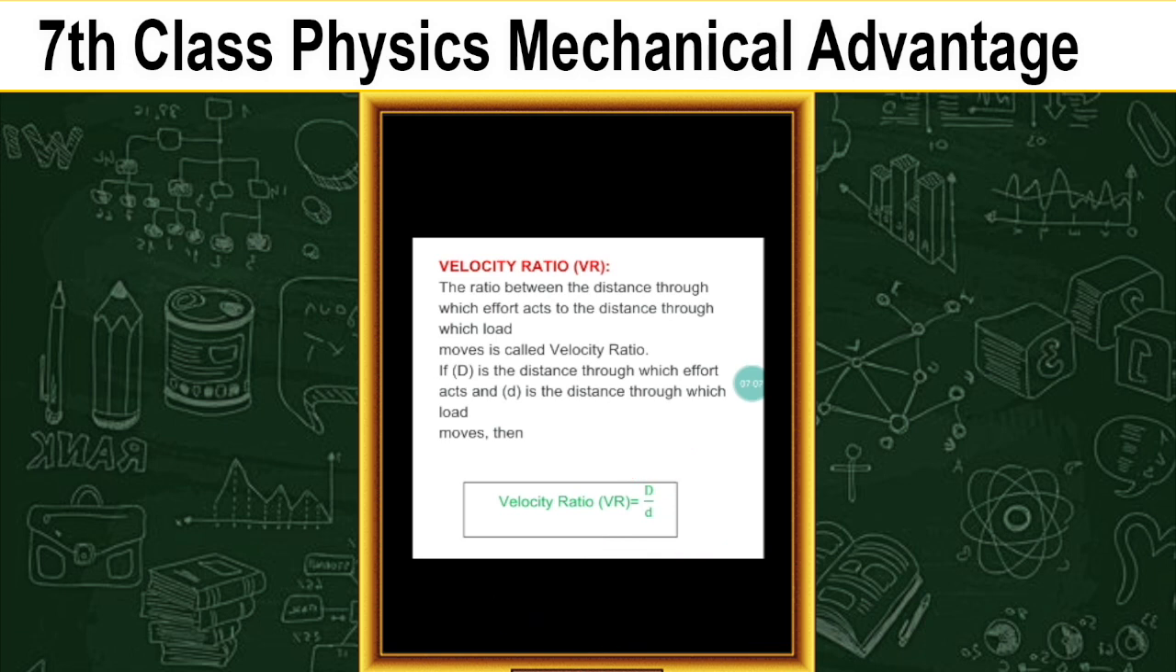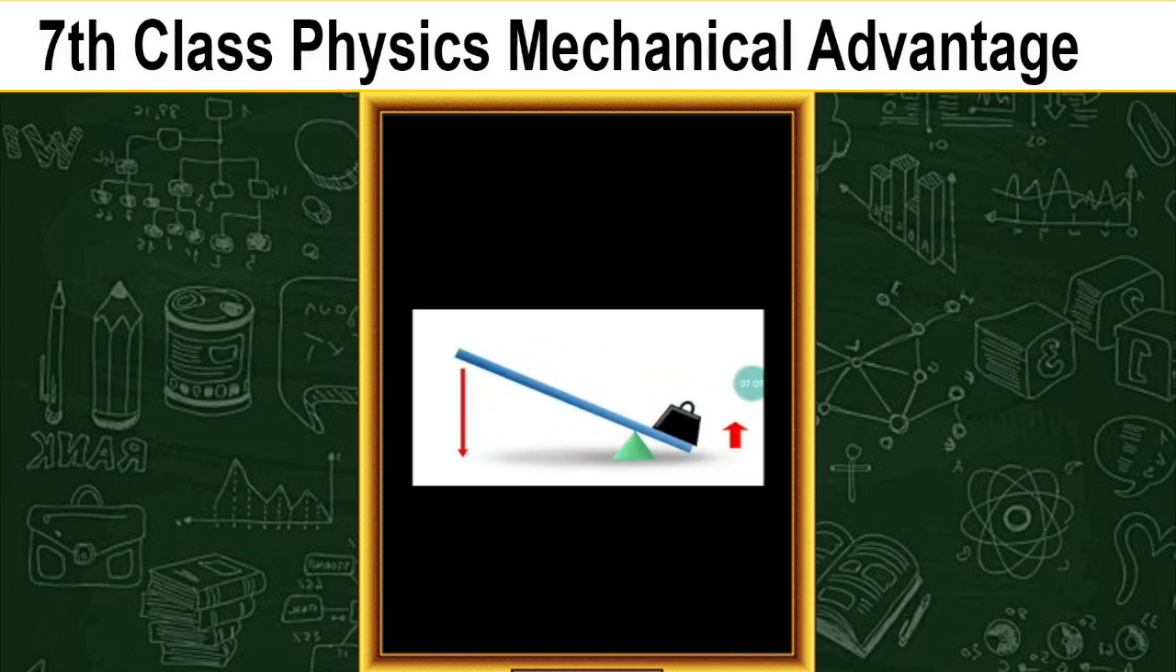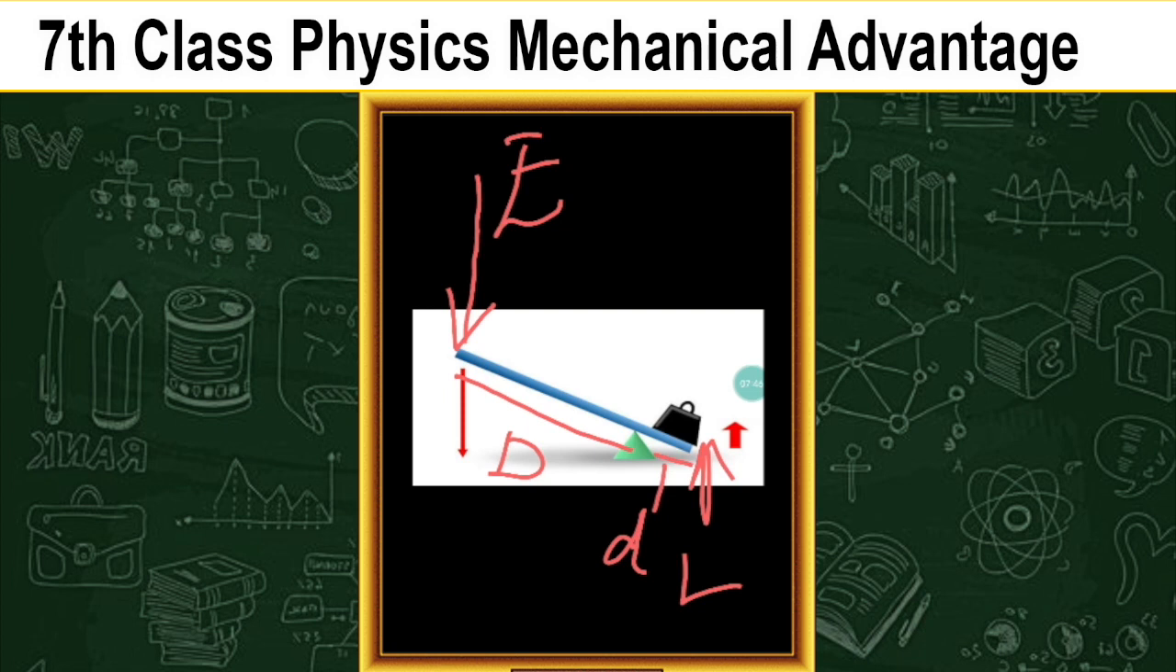So I will show you the picture for easy understanding. Distance moved by the effort: where will we get it? Where is the effort? Here we will apply the effort. This is effort. So what is the load? This is the load. Distance moved by the effort is indicated by capital D. This is distance moved by the load. It is indicated by small d.